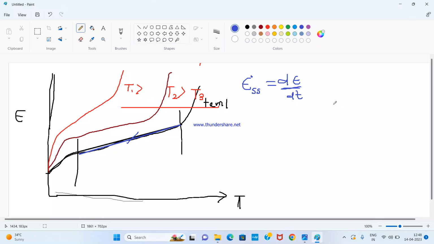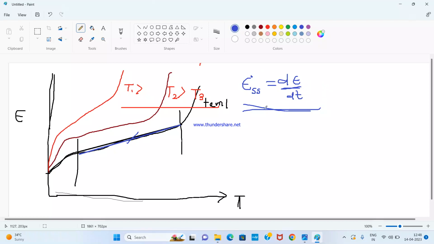So to reach that yield point, if I know the strain at the yield point, then we can predict how much time it will take. So basically we are going to find this out.